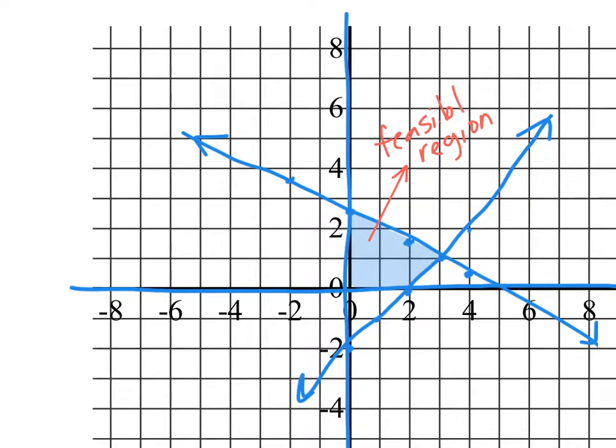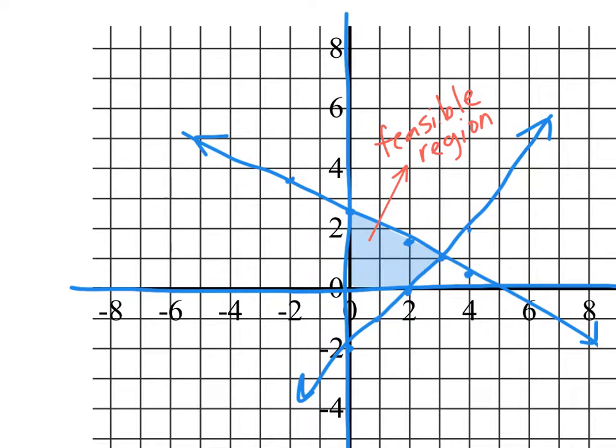Feasible. Feasible means you can do it, it's possible. So feasible region means this is the possible region. So this is the region where every point in there will make the constraints all work at the same time. You can pick any point in that region and then it will fit all your constraints.